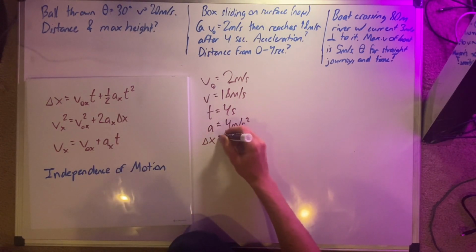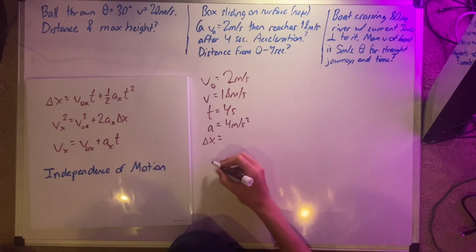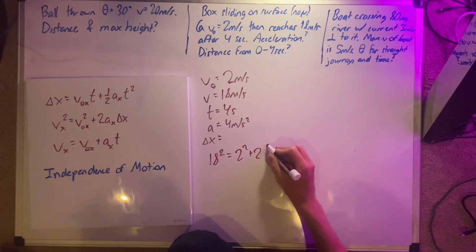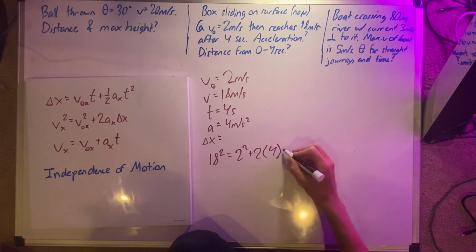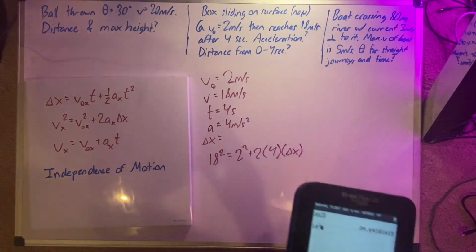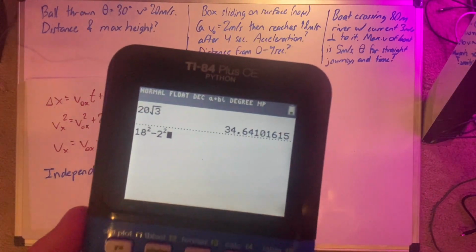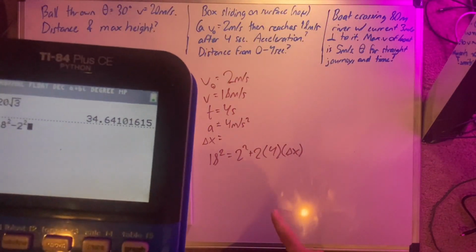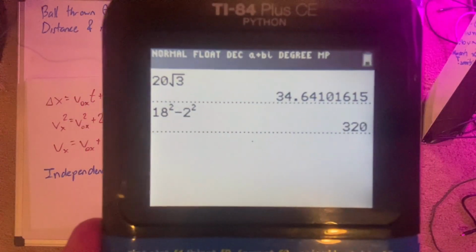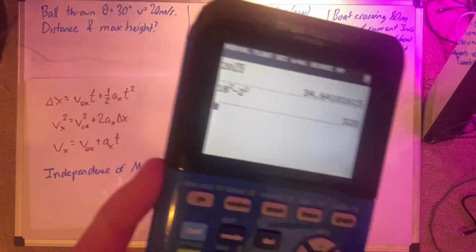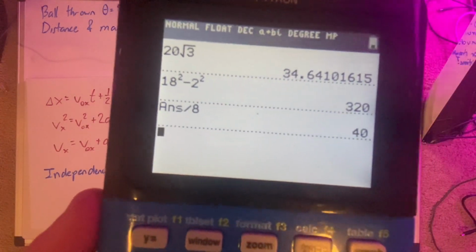So we know that our final velocity is 18. So 18 squared is equal to 2 squared plus 2 times acceleration 4 over the distance, change in x. So let's put this all in our calculator. 18 squared minus 2 squared. Keep in mind that we can't then just divide it by 2 squared plus 2 times 4 because those are two different terms. So 18 squared minus 2 squared is 320. 320 divided by 2 times 4, which is 8, would give you 40.